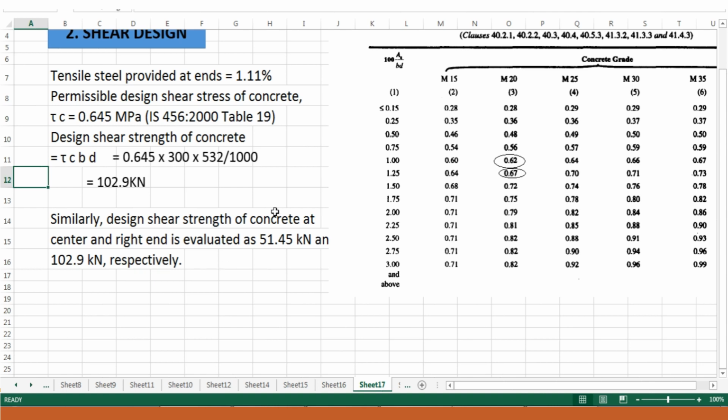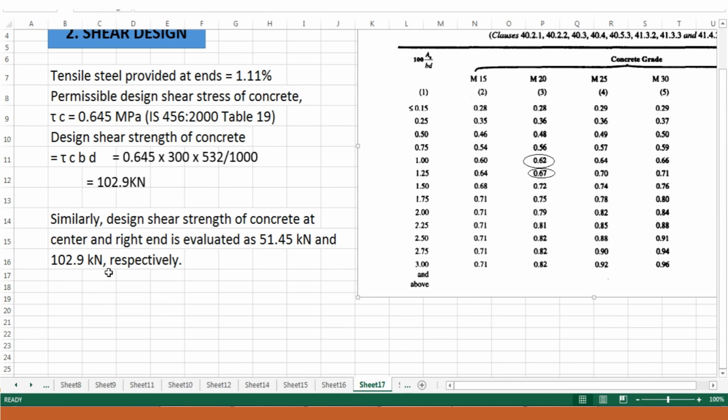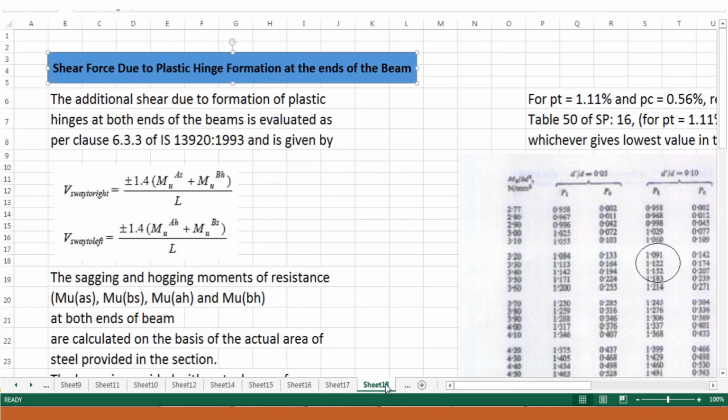Similarly, the design shear strength of concrete at the center and right end is evaluated as 51.45 kilonewton and 102.9 kilonewton respectively, because there is half reinforcement provided at the center.